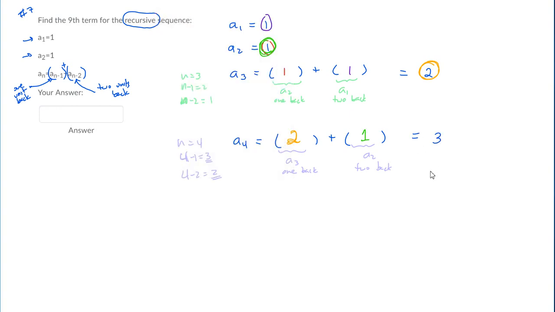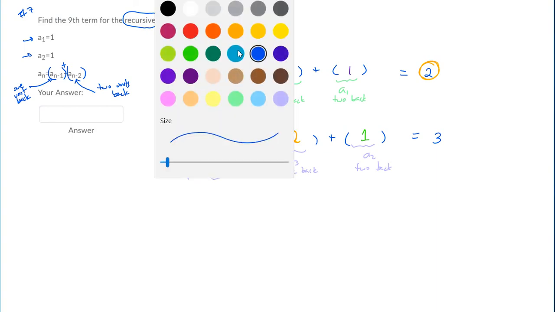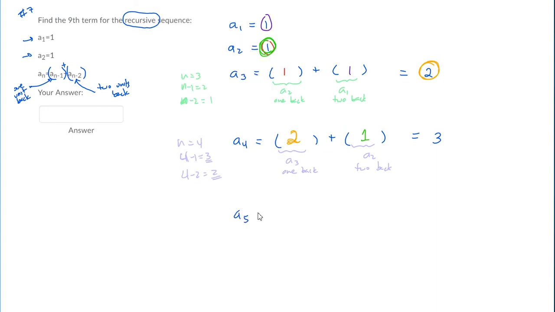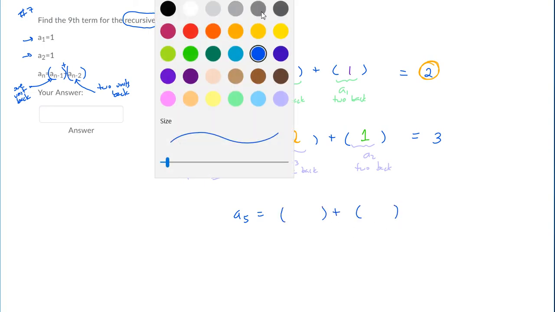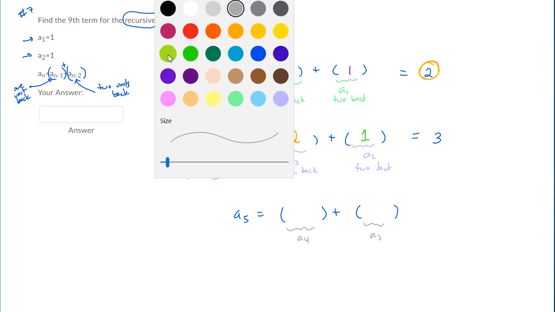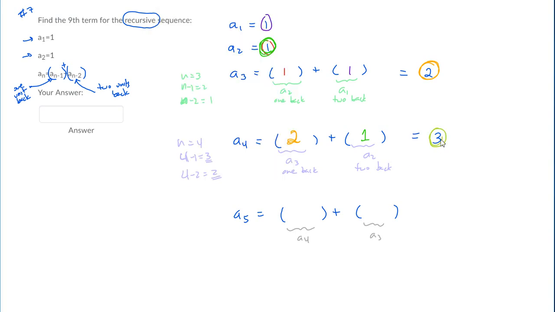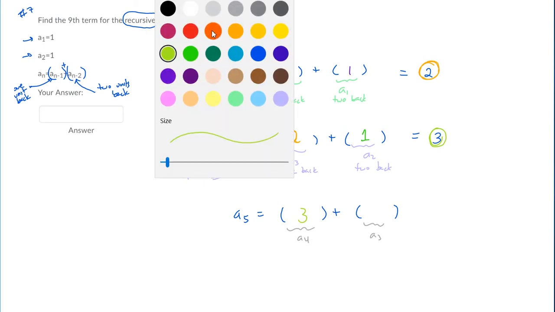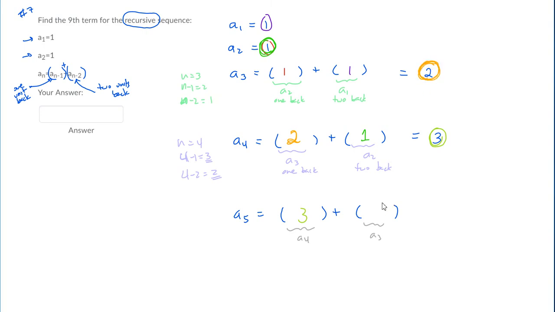Okay, let's do one more, just because we're having so much fun, right? Let's go to A5. So A5 is going to be 1 back plus 2 back. 1 back is going to be A4. If I go 2 back, it's going to be A3. So what is the value of A4? Well, we just figured out A4. The value of A4 was 3. What's the value of A3? The value of A3, right here, was 2. So 3 plus 2 is, I'm thinking 5. You guys thinking 5? I'm thinking 5.